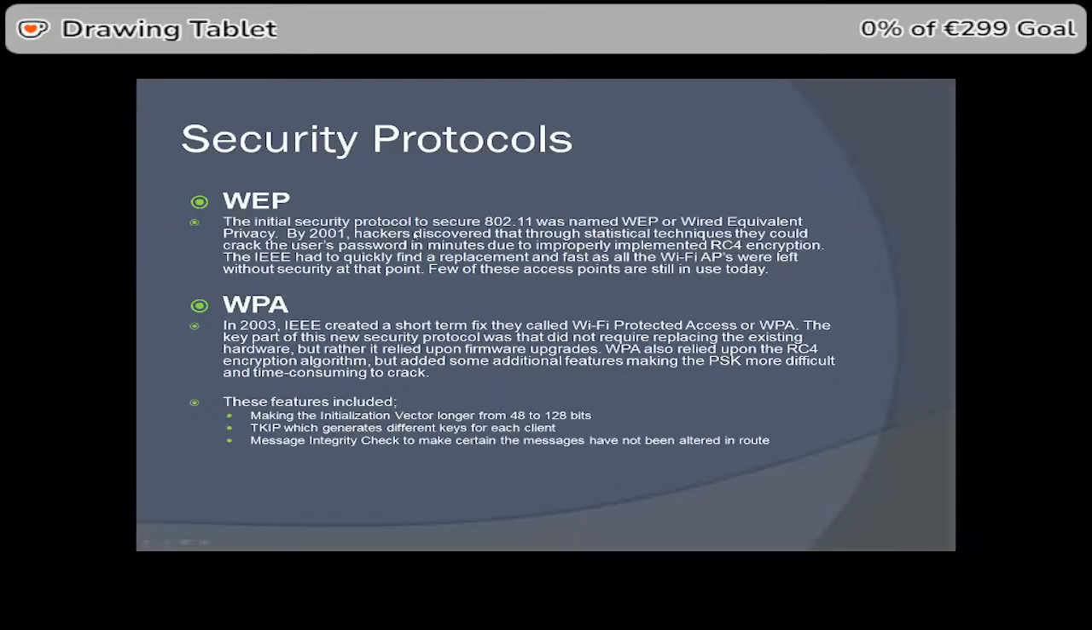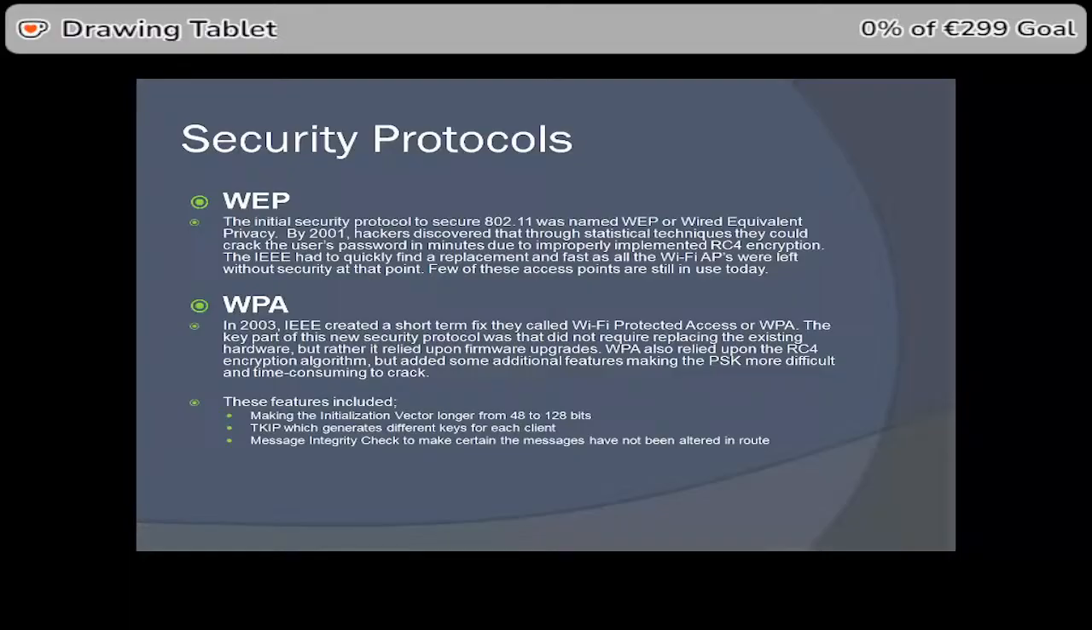It was named WEP, or Wired Equivalent Privacy, by 2001. Hackers discovered that through statistical techniques, that's important, statistical techniques, they could crack the user's passwords in minutes due to improperly implemented RC4 encryption. If you know your encryption, RC4 is a stream cipher. There's nothing wrong with RC4. It was the implementation of RC4 that was done improperly. The problems with WEP have nothing to do with RC4. RC4 still works. It's still used in a number of other areas like VoIP.